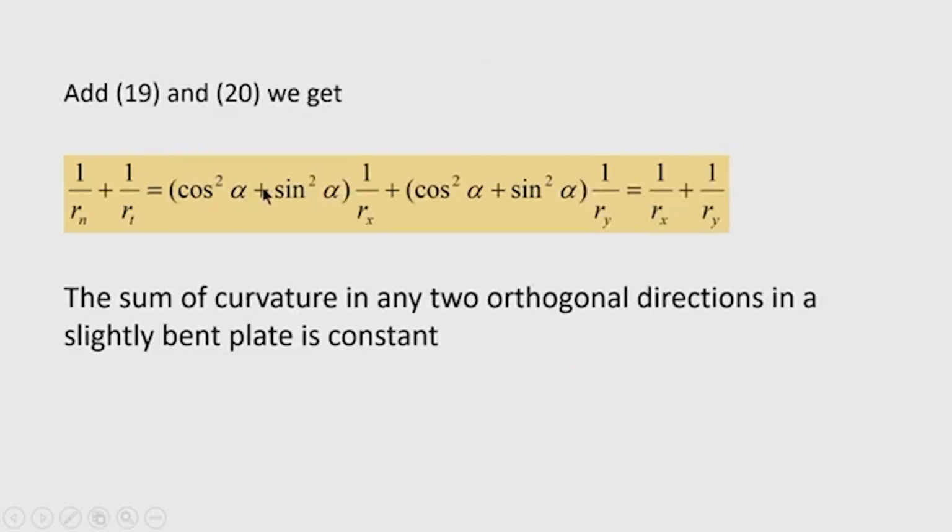So, after adding this we get 1/r_n + 1/r_t equal to (cos²α + sin²α)/r_x + (cos²α + sin²α)/r_y. So, this quantity is 1. Therefore, we can write 1/r_x + 1/r_y. This expression also gives a very important conclusion: the sum of the curvature in any two orthogonal directions in a slightly bent plate is constant.